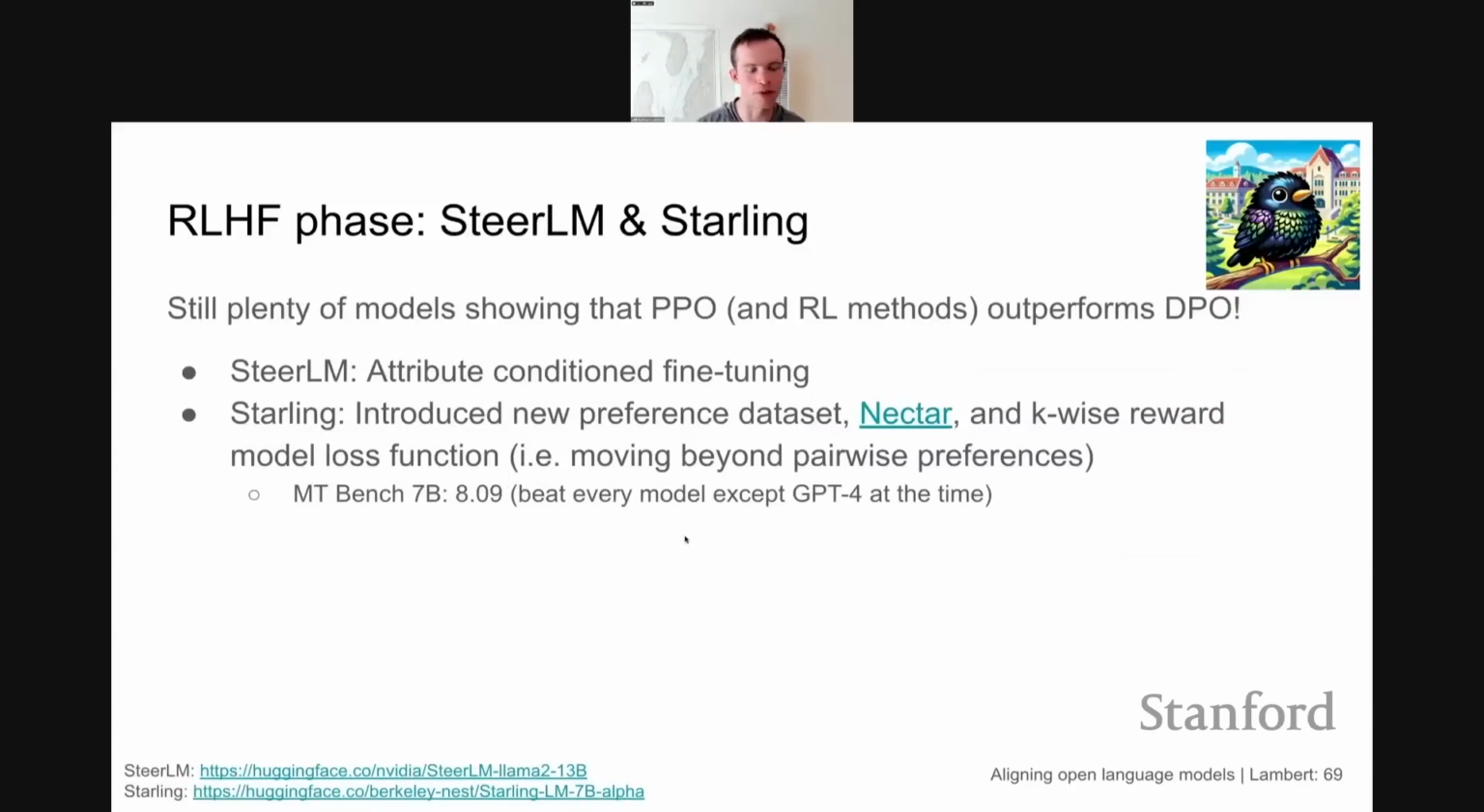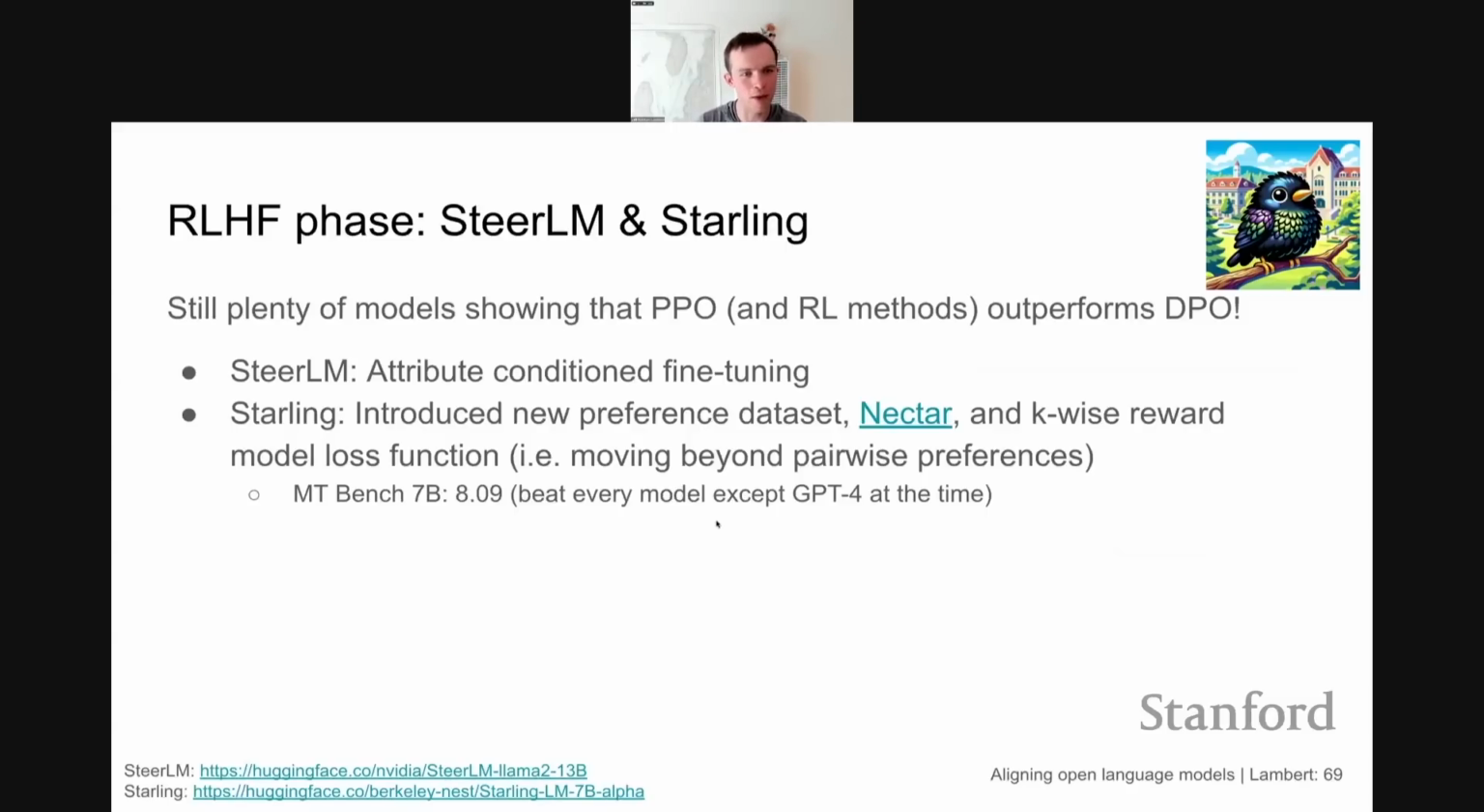And I was not the only one touching things that did this. A couple other projects are really important. NVIDIA had SteerLM, where they were collecting feedback data with attributes on it, like how helpful the message was, how concise the message was. They did a bunch of fine tuning and released very solid models. And they also showed that PPO is better than DPO, which is interesting.